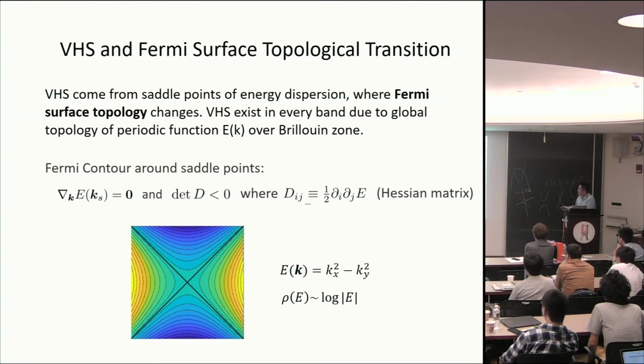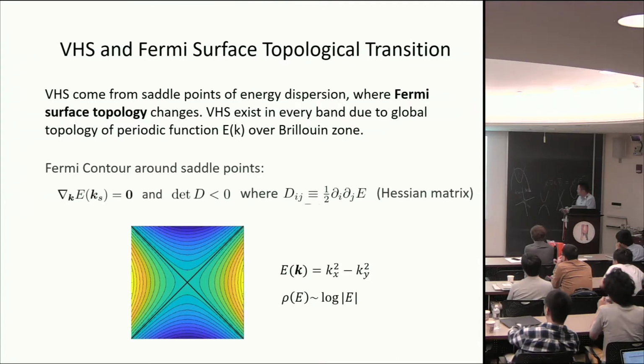So mathematically, the saddle point is defined like this. This saddle point is defined as where the velocity vanishes, and then we have to expand the energy in the vicinity of the saddle point to second order in k, and there is a quadratic form. When the determinant of that quadratic form is positive, it describes a band extremum, band minimum or band maximum, but if the determinant of that quadratic form is negative, it describes a saddle point.